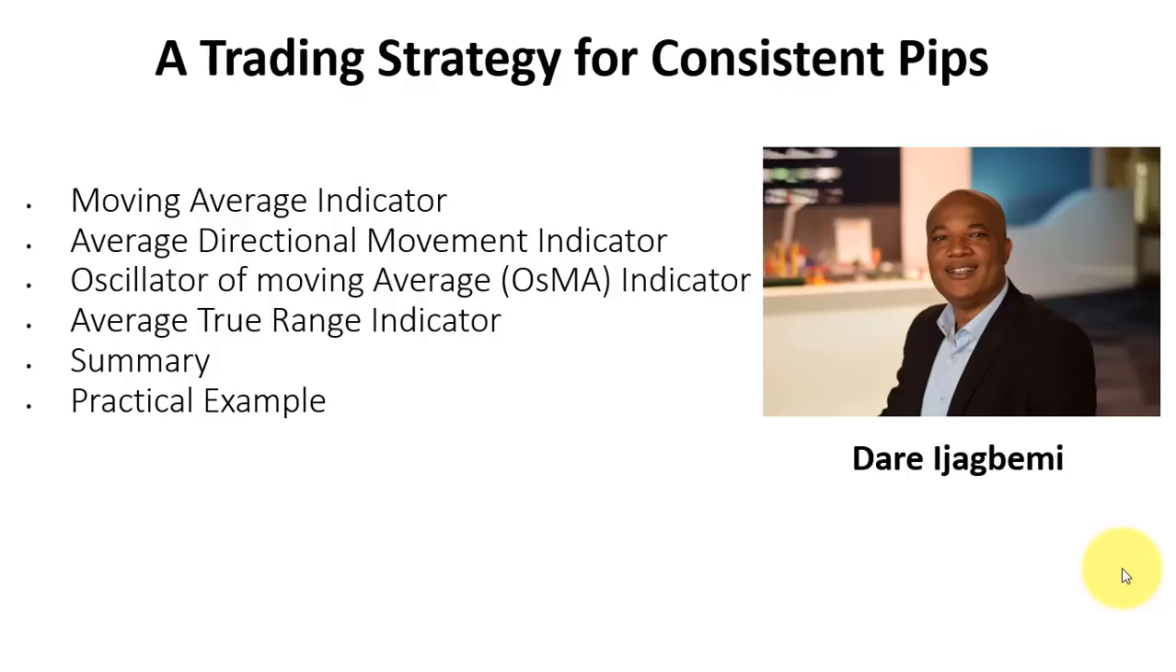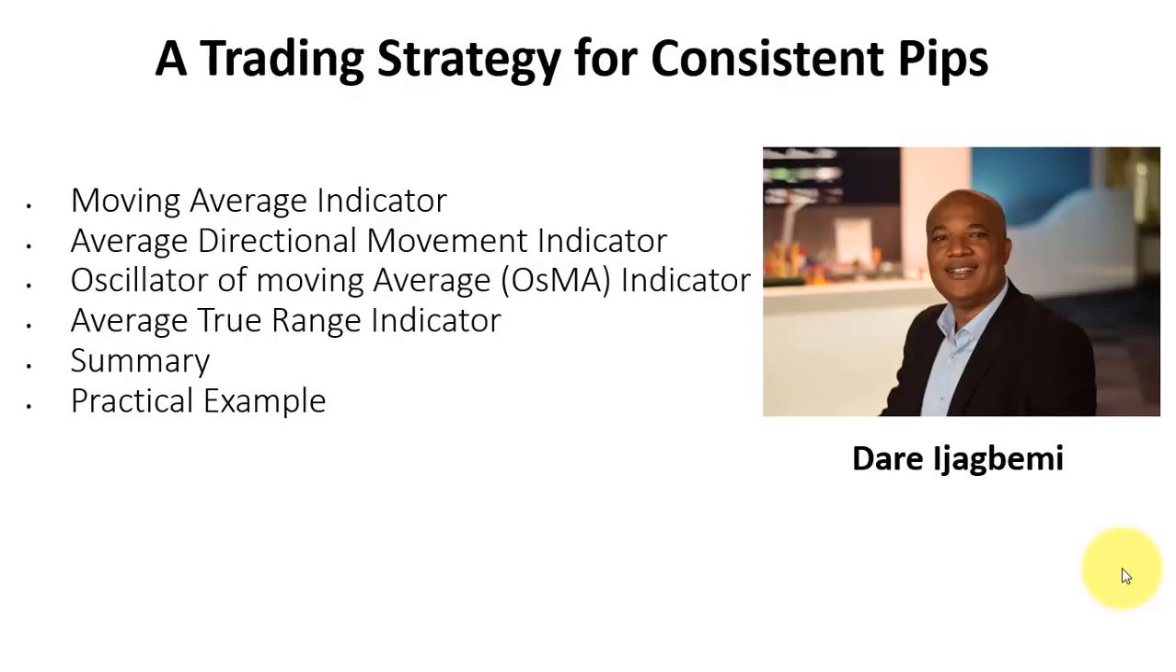Hope you're well. Today we will talk about a trading strategy for making consistent pips. We are going to combine the power of 4 different types of indicators for this strategy. We will use 2 trend indicators, 1 momentum indicator, and 1 volatility indicator. This strategy can be used to day trade, swing trade, or even hold your own position for a longer period.